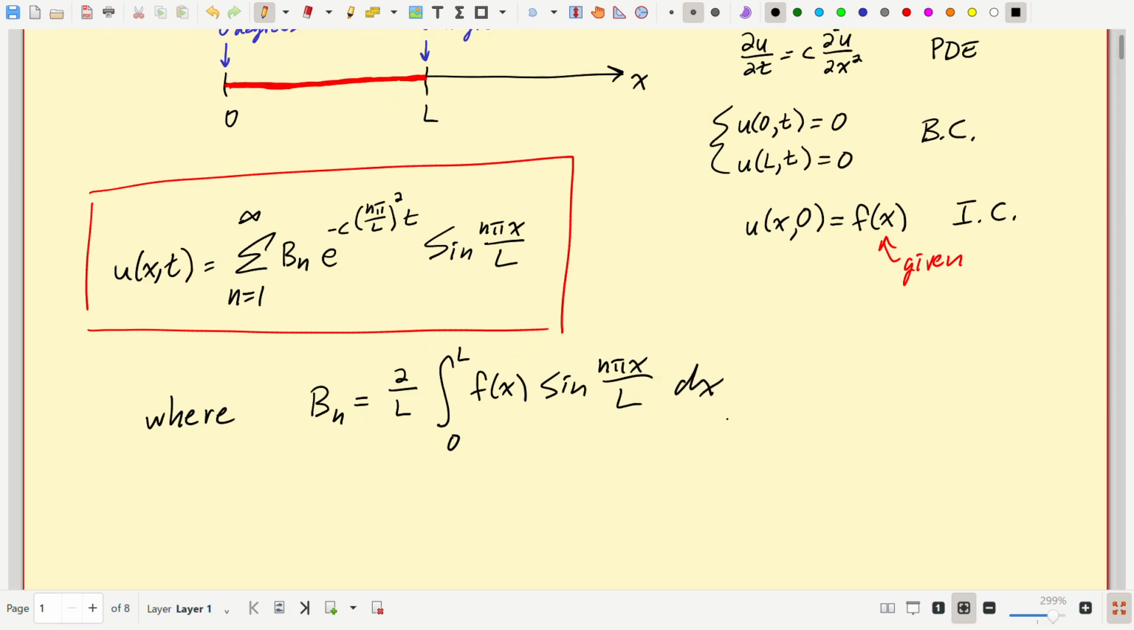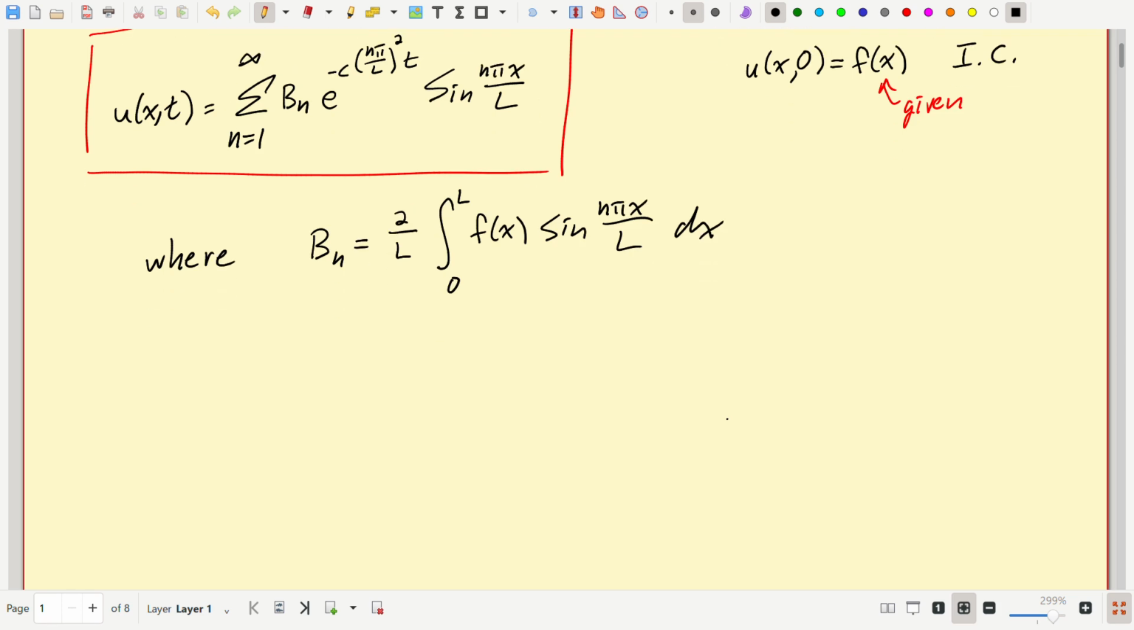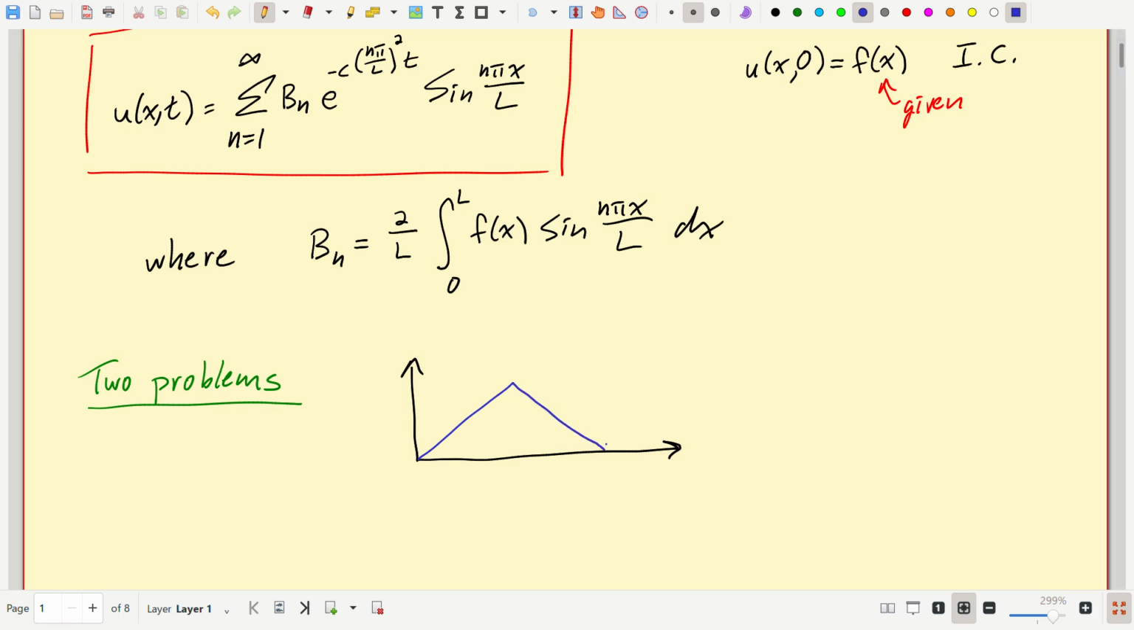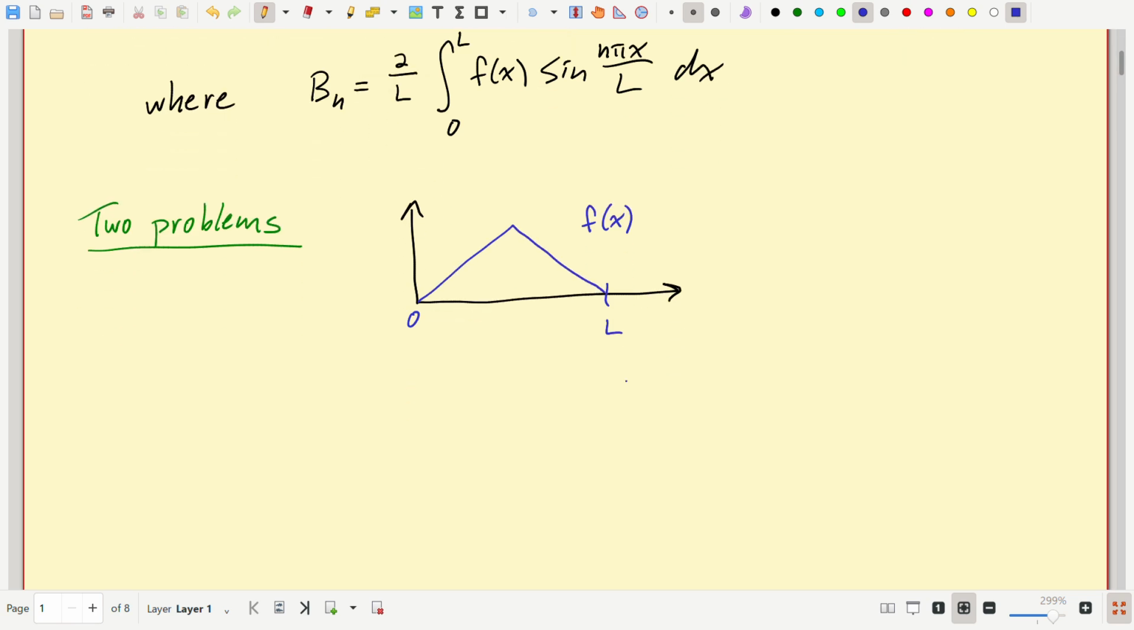Okay, and I thought I'd demonstrate using Maple on two problems. Let's see, I want to do one problem where the initial temperature is just our harpsichord pluck shape, since we studied that so in depth. So we have 0 here and L here, and that's the harpsichord pluck shape. That's a fun one.